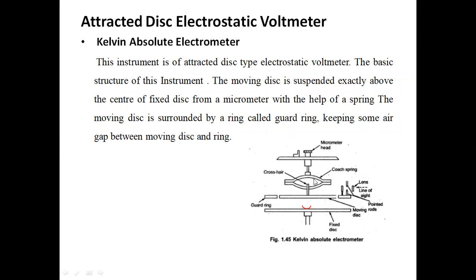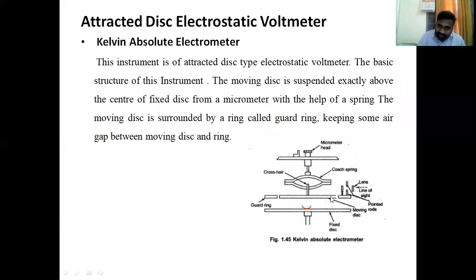The moving disc is supported with the help of a coil spring, which is suspended on the micrometer head. The moving disc is provided with a guard ring. So this is the guard ring. In order to reduce the friction effects, we created a certain amount of air gap here.